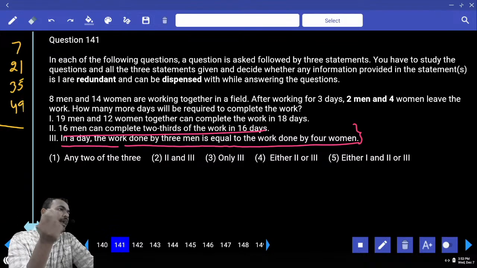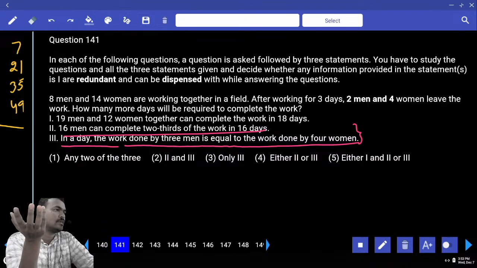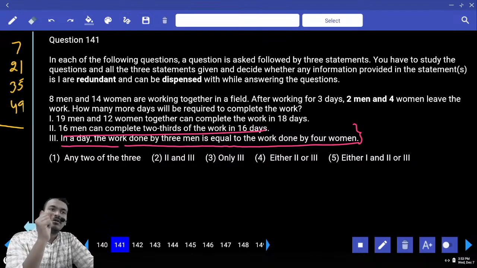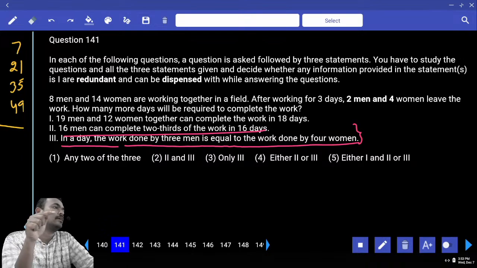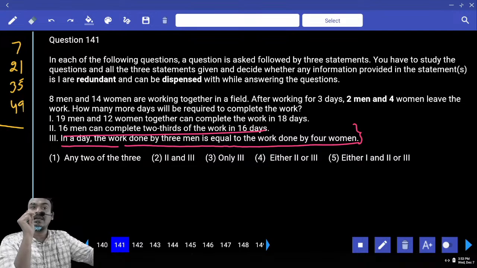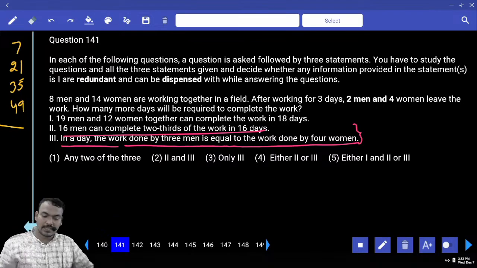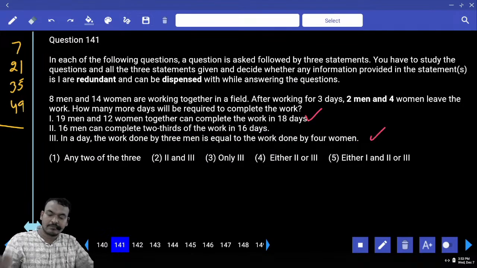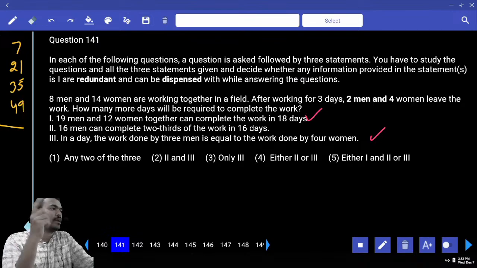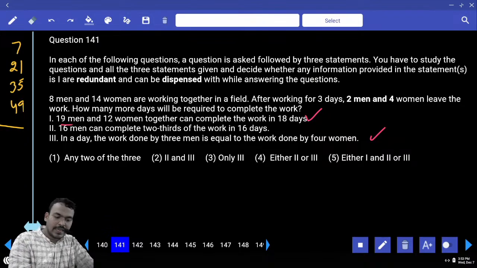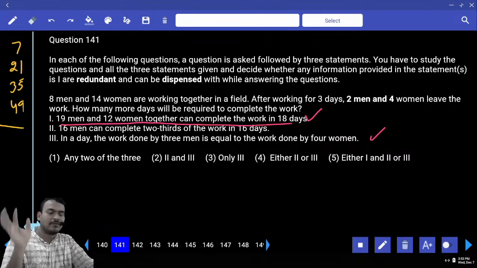If you know the work and time, obviously we get the efficiency. If you know the work and efficiency, obviously we get the time. By using the second and third statements we get the answer, so which one is redundant? The first one is redundant. First and second taken, the third is redundant. Second and third taken, the first one is redundant. In the same way, first and third taken, are we getting the answer or not? 19 men and 12 women can complete the work in how many days?